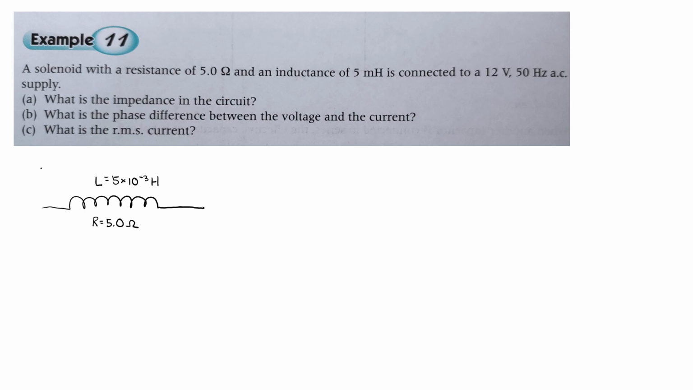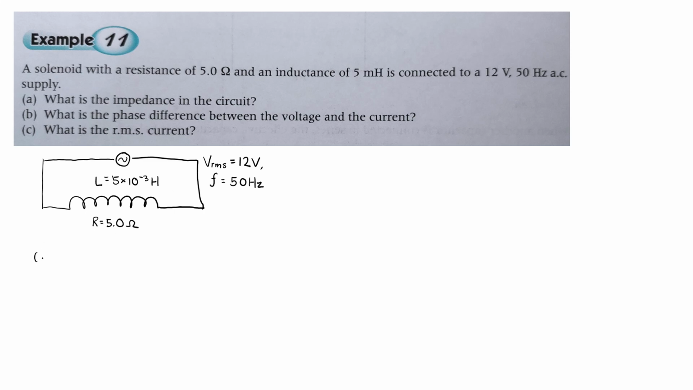Okay, so let's connect it up. Probably connect it something like this. Then this is our AC supply, and this AC supply here supplies 12 volt. They didn't mention its peak, so it must be root mean square 12 volt. Then also they tell you that it's 50 Hz frequency, so the oscillating voltage here is oscillating at 50 oscillations per second. Okay, so now they ask for what is the impedance in the circuit.